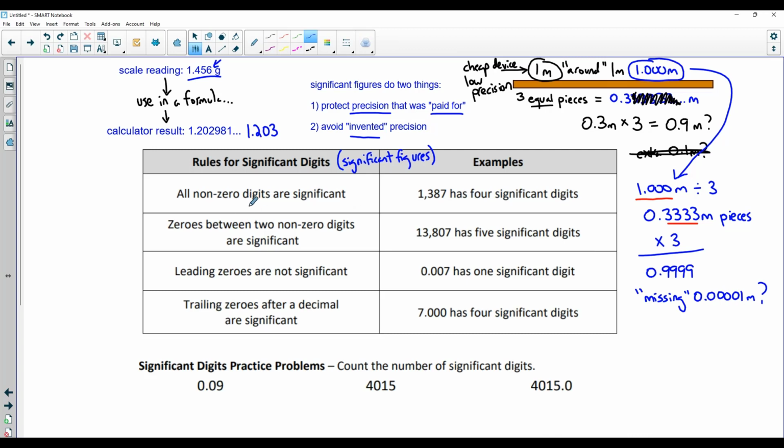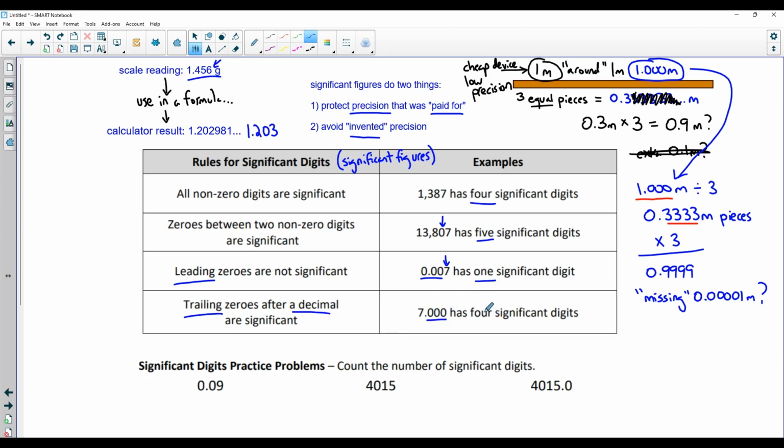The first rule is that all non-zero digits are significant. So 1,387, well, it's got 4 significant digits. They all count. Next up, zeros between 2 non-zero digits are always significant. So this 0 right here counts as being significant, and so this number has 5 significant digits. Next up is leading zeros are not significant. And so all 3 of these zeros right here are leading because they come before the single value that has 1 significant digit. And the final rule is trailing zeros after a decimal are always significant. So that's these 3 right here.